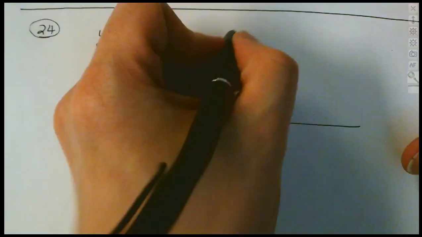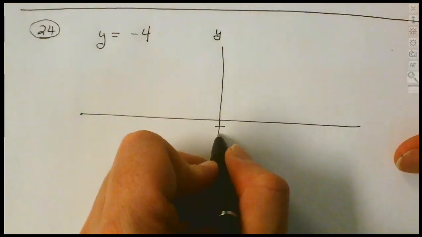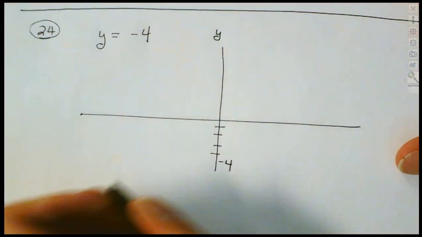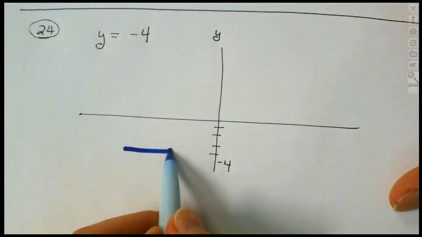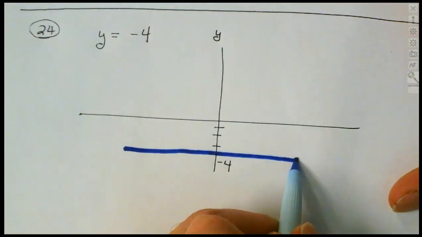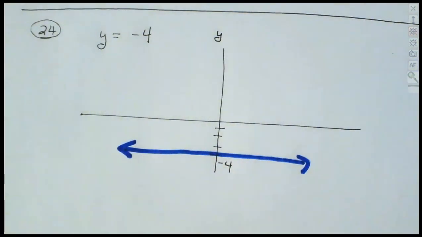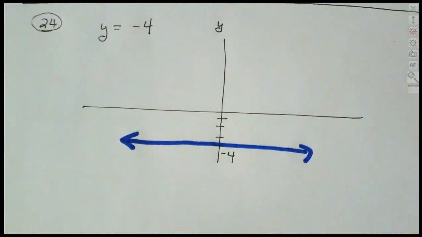Now, y equals -4. Remember, this is your y-axis. And so we're going to go down 1, 2, 3, 4. And it's at y equals -4, right? So this is going to be a horizontal line. Why? Because when you only have the y part, it's a horizontal. When you only have the x part, it's vertical. When you have both, it's a diagonal line.